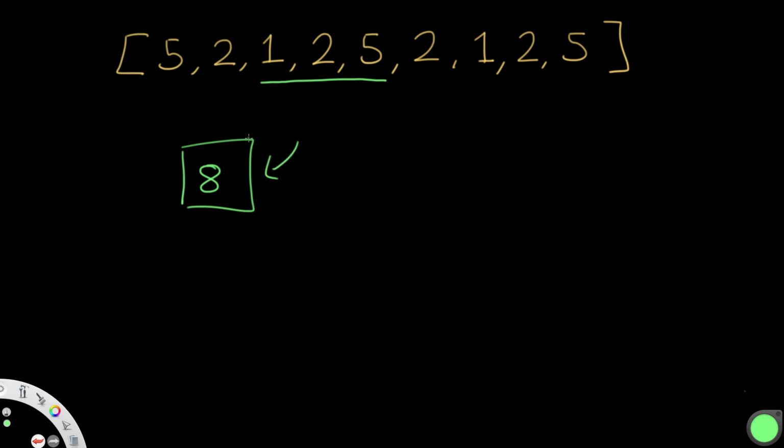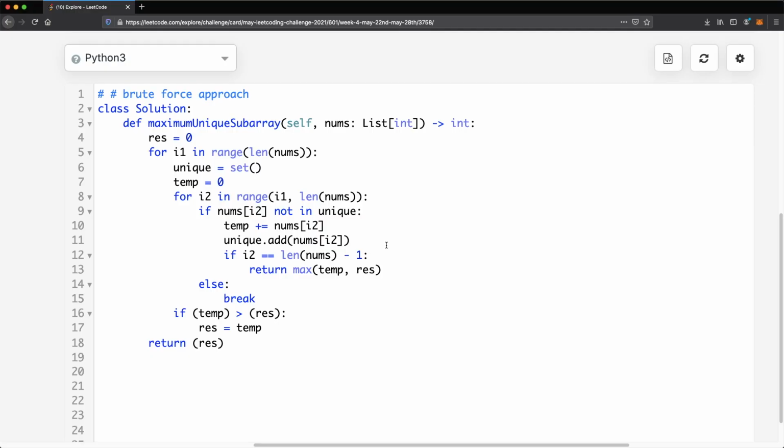Right? So let's just see what this looks like in code, and it should be a lot easier to understand. Okay, so this is what the brute force approach looks like. Over here we have our result, and we started off with a value of 0. And now we're going to have our first for loop, where we're going to do for i1 in range length of nums. And this is basically going to be each of the starting points. So we're going to consider each element as a possible starting point.